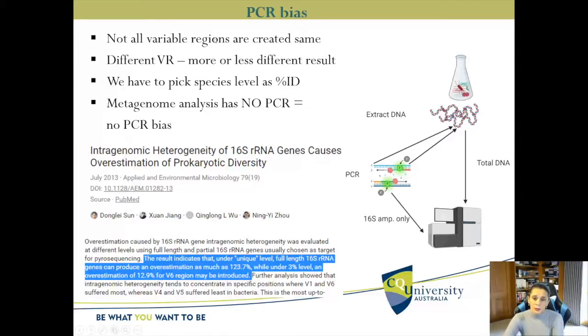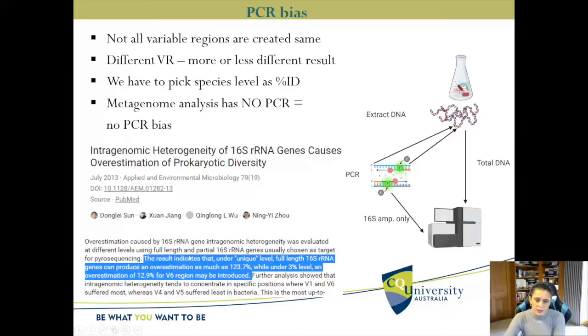We have a very long molecule, about 1,500 nucleotides for example, but we can amplify only a very small section of it. So we have to pick which parts we amplify. And we are obviously going to pick variable regions that give us the most information, but different variable regions give us different information.